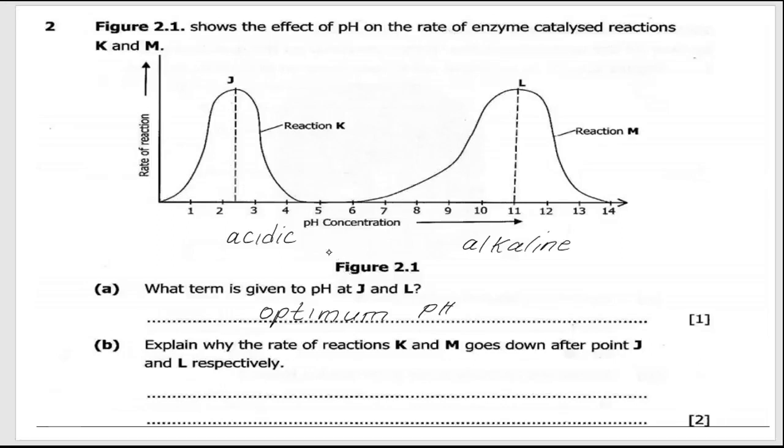It means, for example, on the acidic part, this enzyme works best at 2.4. After that, it reduces in terms of activity. Same applies to reaction M. This enzyme works best at 11. After 11, its activity is reduced, because it does not work well in too much alkali.